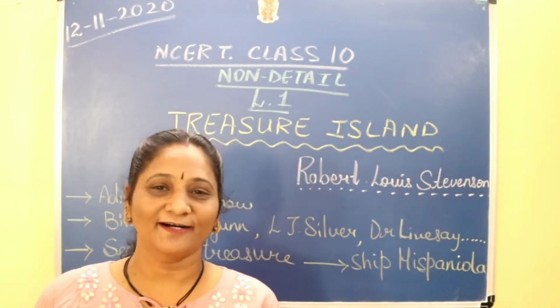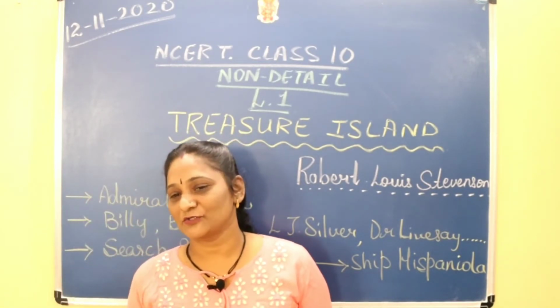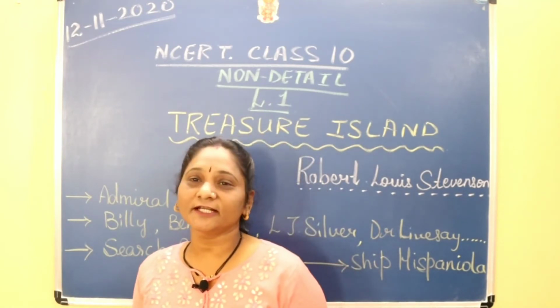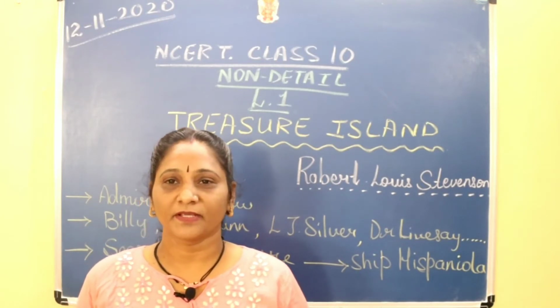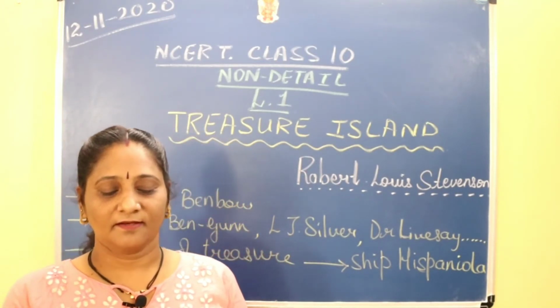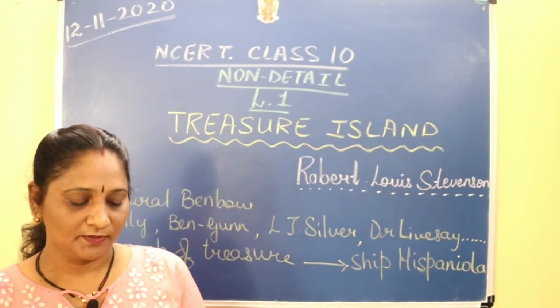This Long John Silver was nicknamed Barbecue. So this is a one-mark question. What was Long John Silver's nickname? Long John Silver's nickname was Barbecue. He was taken as a cook by the revenue officers, in the crew. He was taken as a cook.